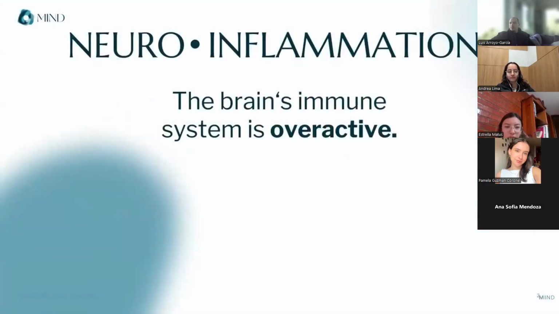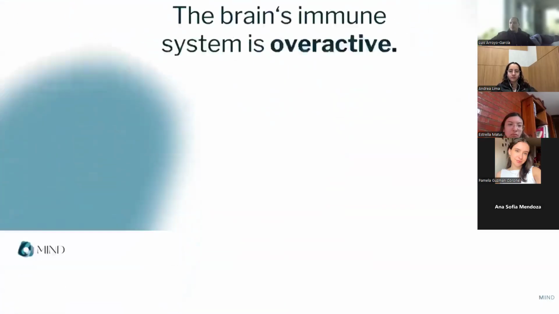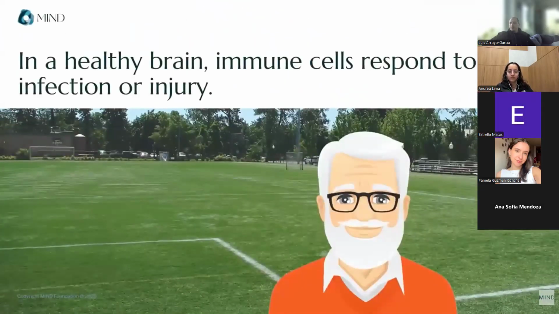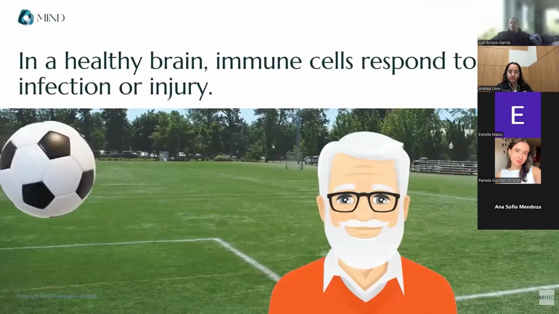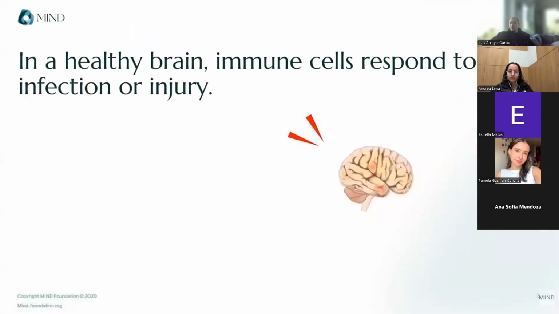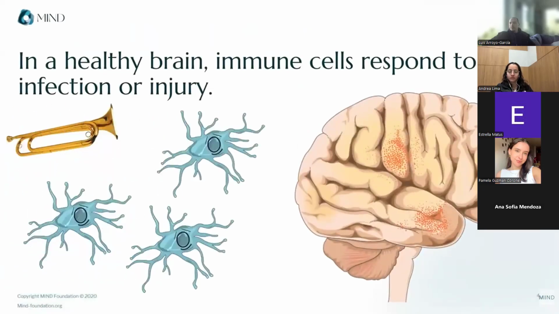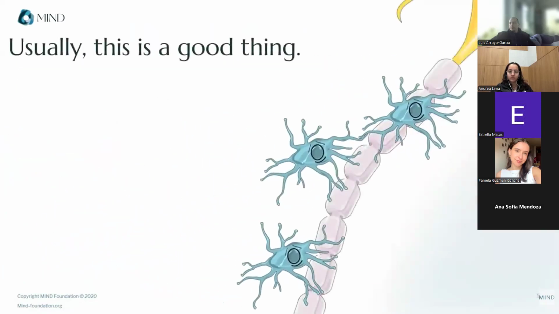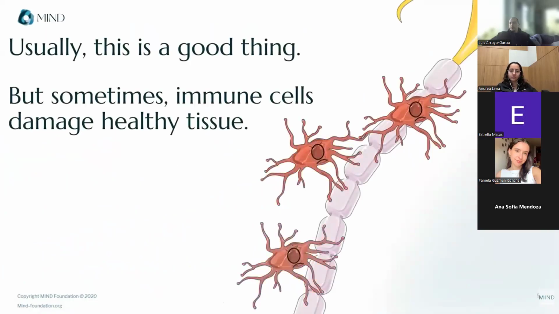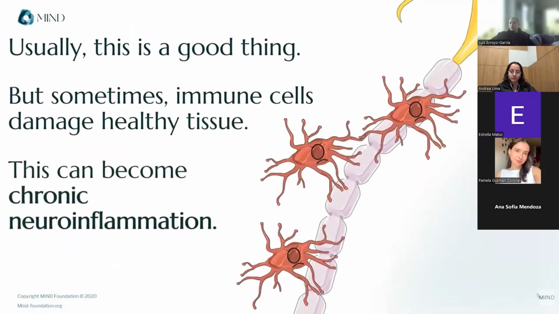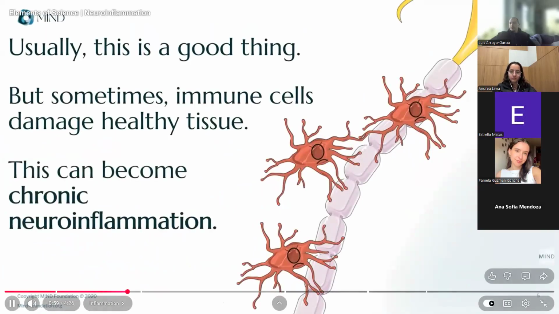We say the brain is inflamed, we mean that its immune system is overactive. In a healthy brain, specialized immune cells respond to infection or injury. If you're on the wrong PowerPoint slide at the wrong time and sustain a head injury or get an infection in the nervous system, a rallying call goes out to recruit immune cells to clear out pathogens and any damaged tissue. And this is a good thing. But sometimes the immune cells don't get the message to stop, and they damage brain tissue. When this goes on, it can become chronic neuroinflammation.